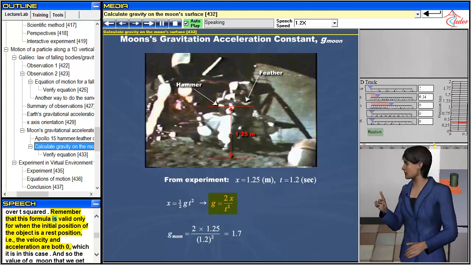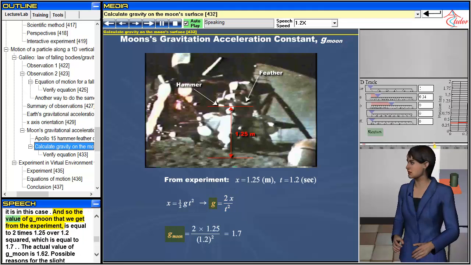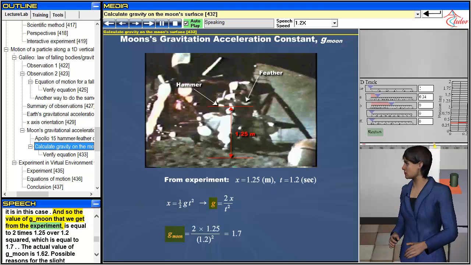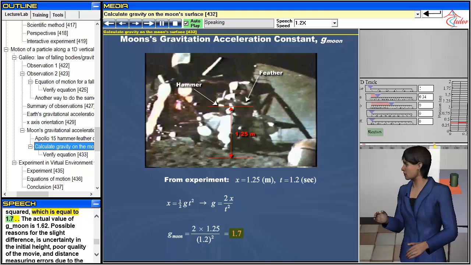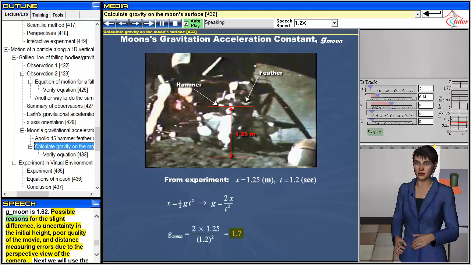Remember that this formula is valid only for when the initial position of the object is a rest position, i.e., the velocity and acceleration are both zero, which it is in this case. And so the value of g_moon that we get from the experiment is equal to 2 times 1.25 over 1.2 squared, which is equal to 1.7. The actual value of g_moon is 1.62. Possible reasons for the slight difference are uncertainty in the initial height, poor quality of the movie, and distance measuring errors due to the perspective view of the camera.